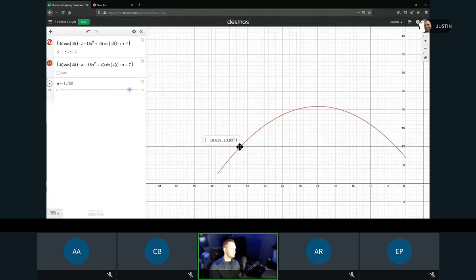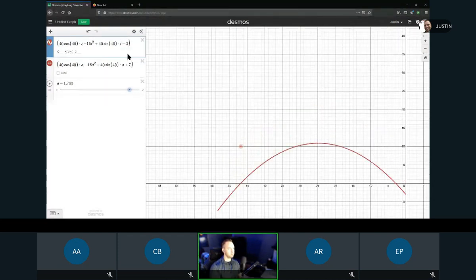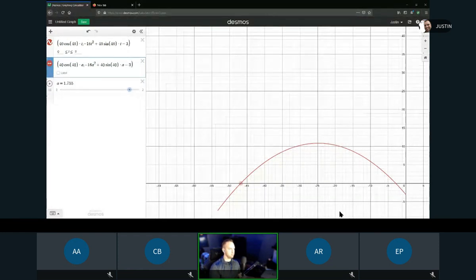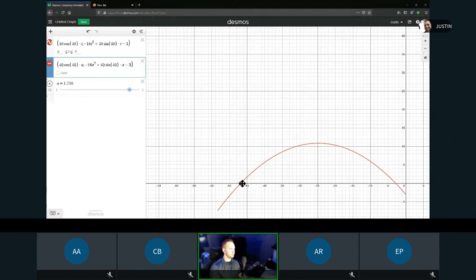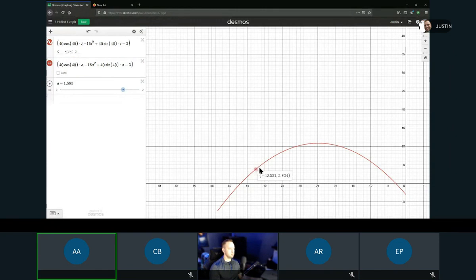Is this the right equation? Hold on, let me see. Oh, no, see, I didn't update my Desmos. This should be -3, and this should be -3 too. That makes sense. All coming together. Right. But now isn't he shooting underground? Well, that's the path, right?